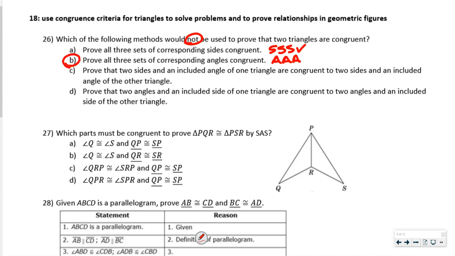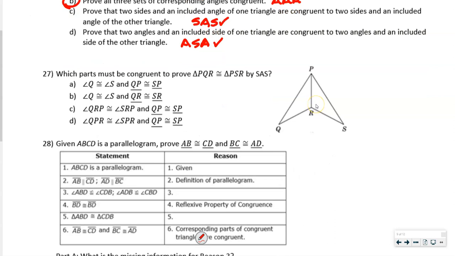Prove that 2 sides and an included angle. That would be side, angle, side. Yep, that's one of our methods. And then prove that 2 angles and an included side. So this would be angle, side, angle. So all of those are methods except for B, for proving congruence. Now, angle, angle is what we use to prove similarity.